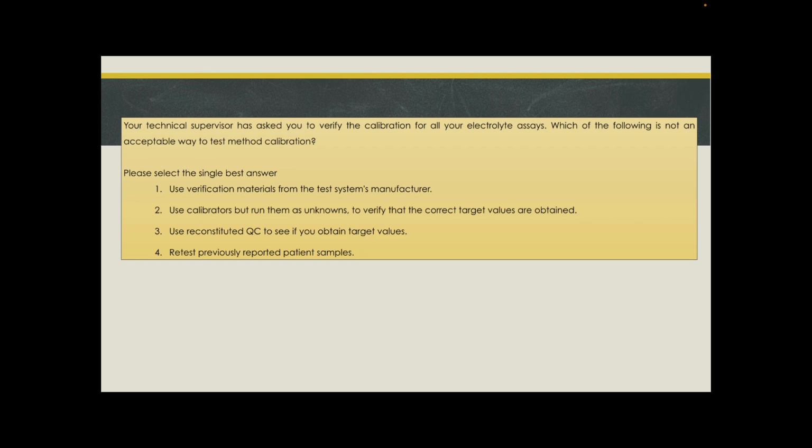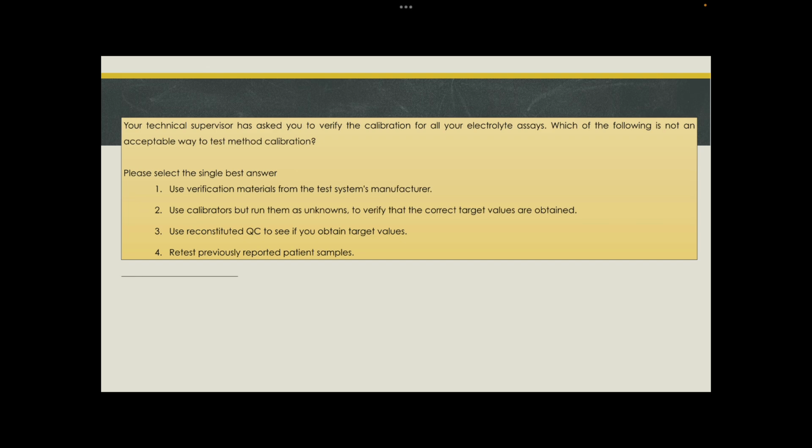1. Use verification materials from the test system's manufacturer. 2. Use calibrators but run them as unknowns, to verify that the correct target values are obtained. 3. Use reconstituted QC to see if you obtain target values. 4. Retest previously reported patient samples.